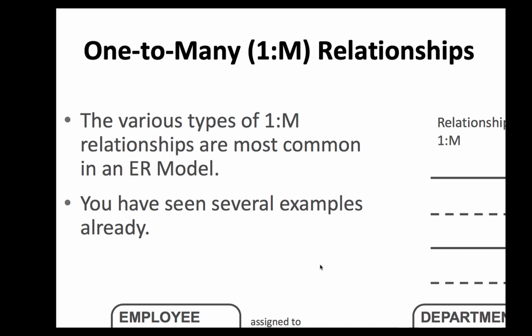So we have different types of relationships. We talked about one-to-many relationships. One-to-many, the same is the case, but this is the optionality part. So employee and department: department is one, and then each department may be responsible for many employees.